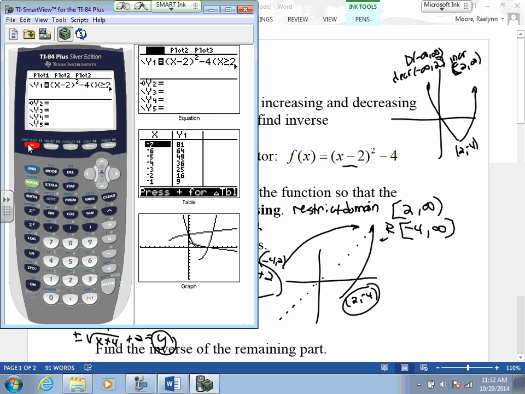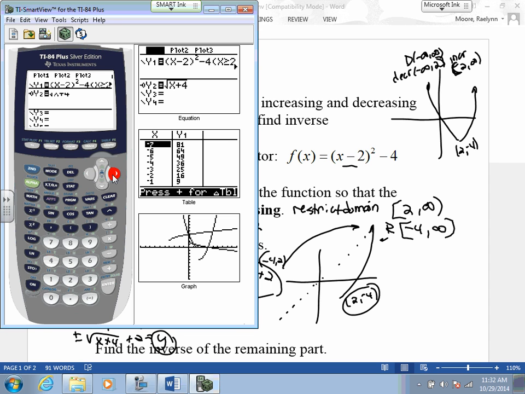So let's go back to your calculator, and let's go to y2, and put your equation in. Put your equation in with the bubble on it. And it said radical x plus 4, and outside of it said plus 2.